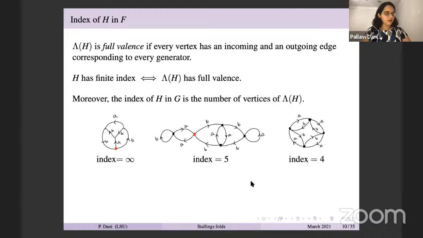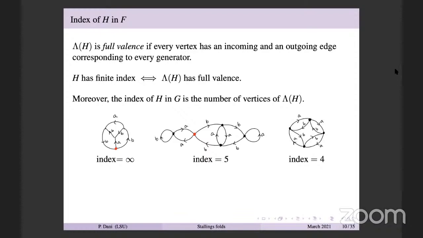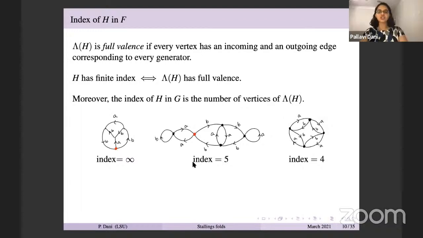Okay, so we said that the first one didn't have full valence, so that means that its index is infinite, whereas these two did have full valence. And so to compute the index of the subgroup in the free group, you just have to count the number of vertices. So lambda H in general will depend on your presentation of H, whereas full valence actually does not. It doesn't matter which generators you originally picked. You end up getting the same lambda H essentially.